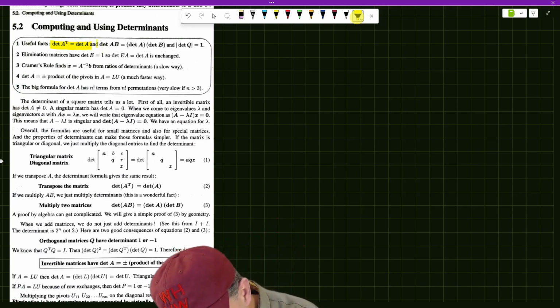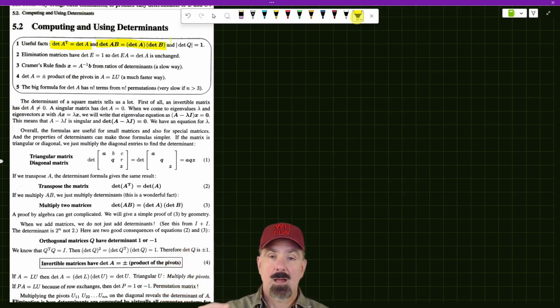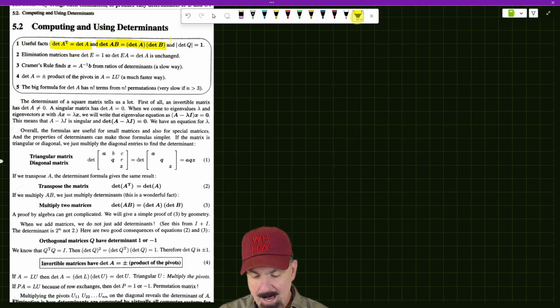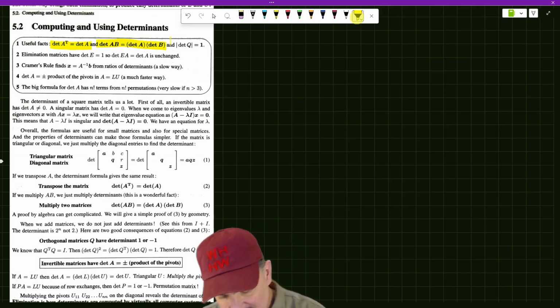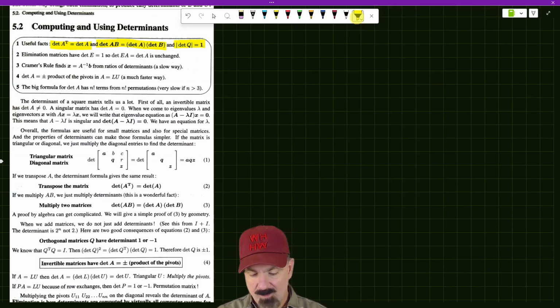Also, and arguably the most important result for determinants, is the determinant of a product is equal to the product of the determinants. And he follows that up with the fact that the determinant of an orthogonal matrix is equal to either 1 or -1. So this is true for permutation matrices. The determinant there is going to be either 1 or -1.